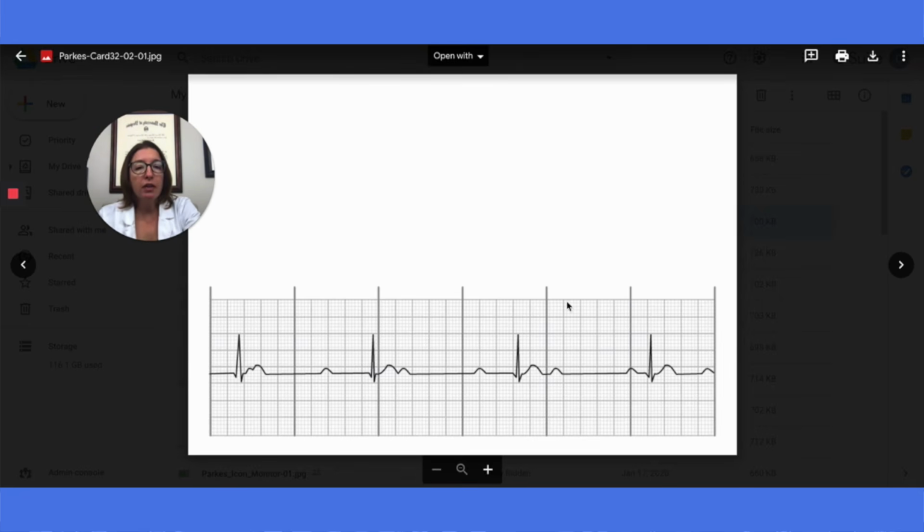So when you look at a third degree AV block, there will be a lot more P waves than there are QRS complexes, and there's no association between the two. In terms of remembering this with the poem, this line of the poem goes, if P's and Q's don't agree, then you have third degree.